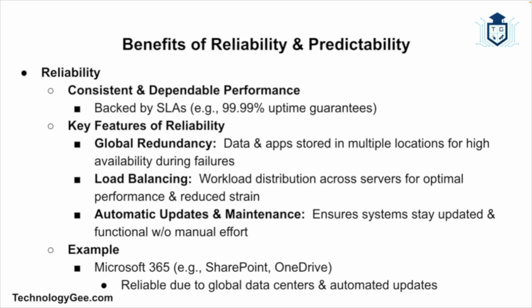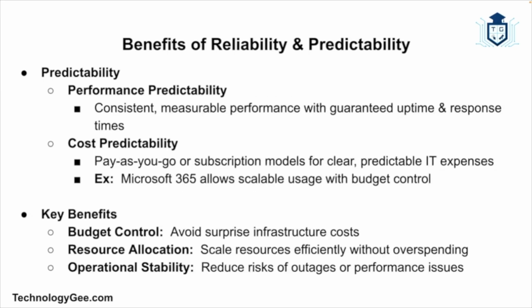So for instance, Microsoft 365 services like SharePoint and OneDrive are reliable because of their global data centers and automated updates, which ensure data availability and smooth operation. Next is predictability. Cloud computing provides predictability in both performance and cost. So, you have performance predictability. Cloud services offer consistent and measurable performance, and businesses can rely on guaranteed uptime and response times, ensuring minimal disruptions to operations.